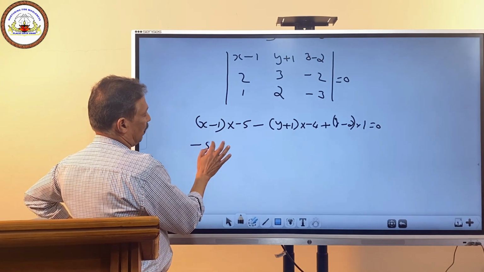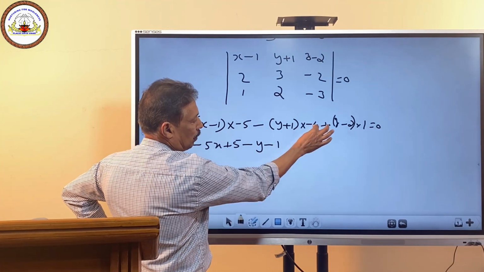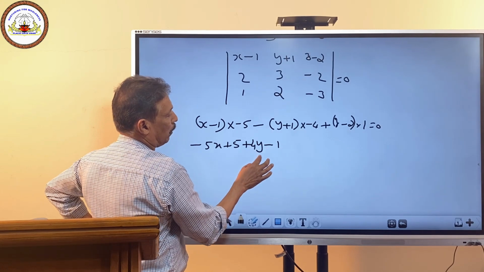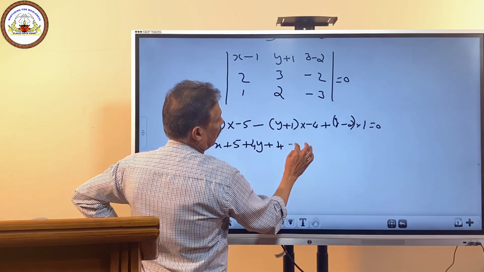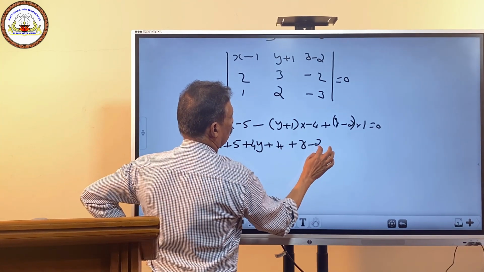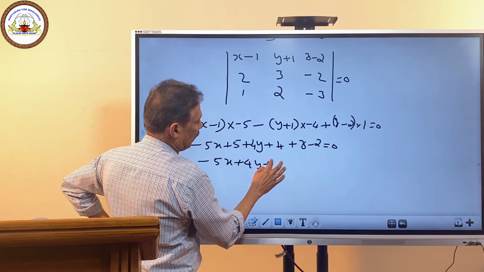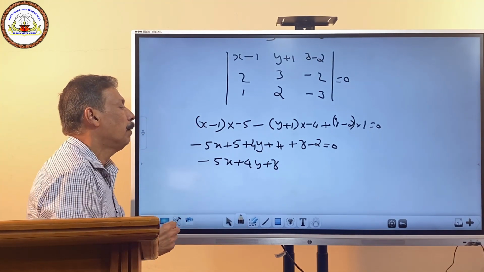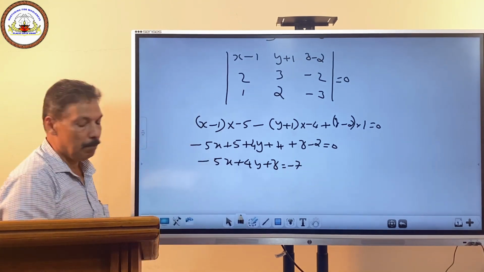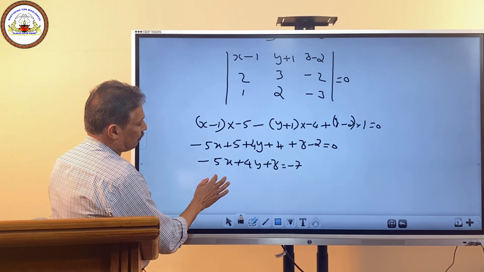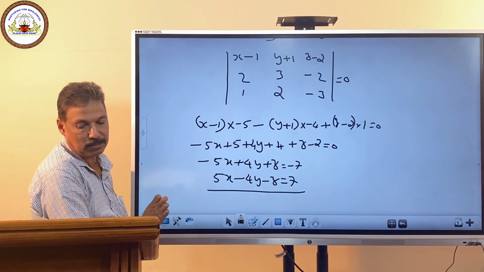Expanding: minus 5x plus 5, minus y minus 1 multiplied by minus 4, minus into minus plus 4y plus 4, plus z minus 2 equal to 0. That is minus 5x plus 4y plus z, the numerical terms 9 minus 2, 7, that is equal to minus 7. Dividing by the minus sign, that is 5x minus 4y minus z equal to 7. That is the equation of the plane.